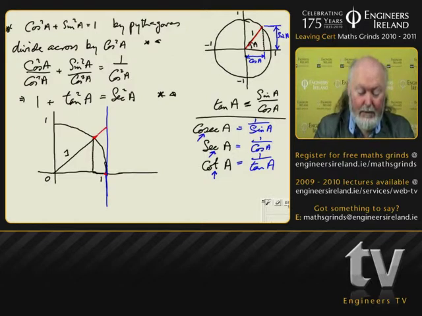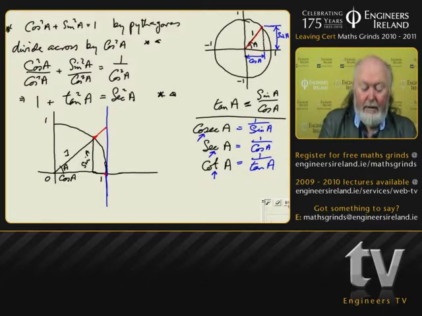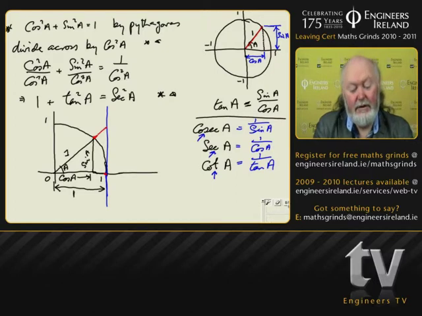This is our previous Pythagorean triangle. So we know this is sine. This is cos. Cos A continues out this far, and we know that that length is 1 because it's the unit circle.